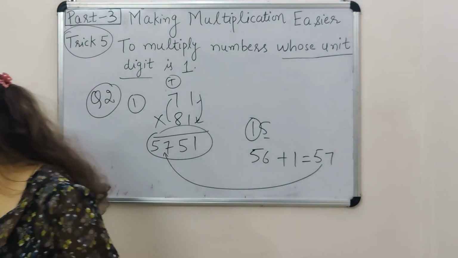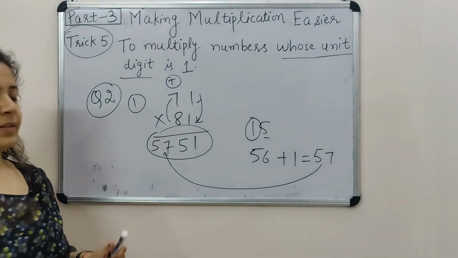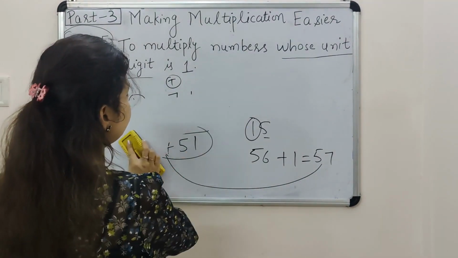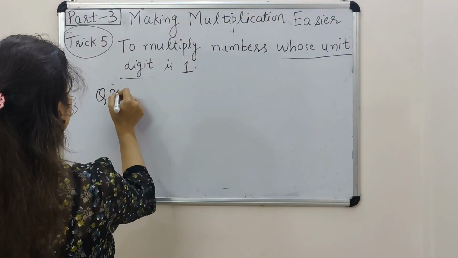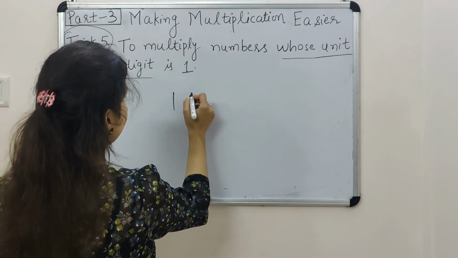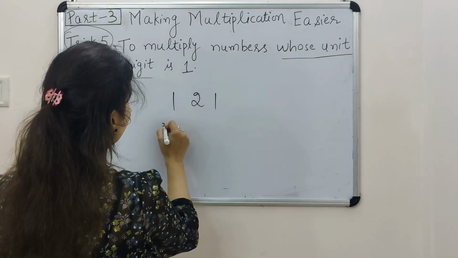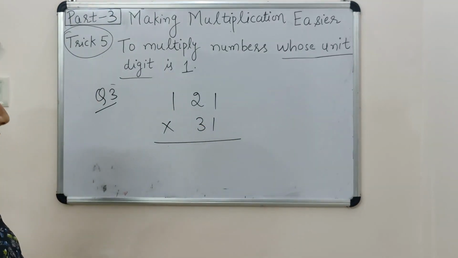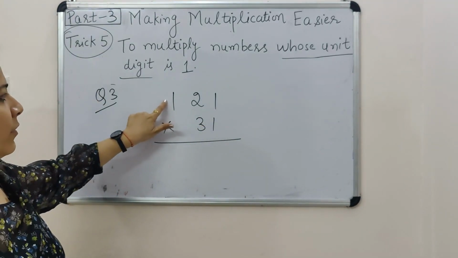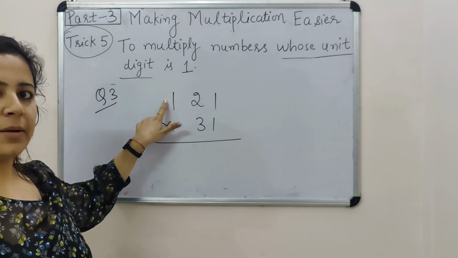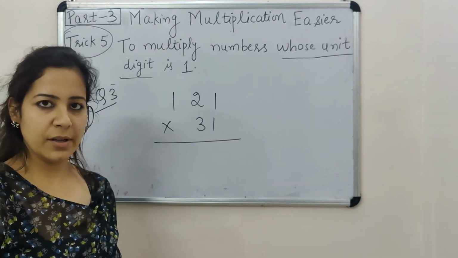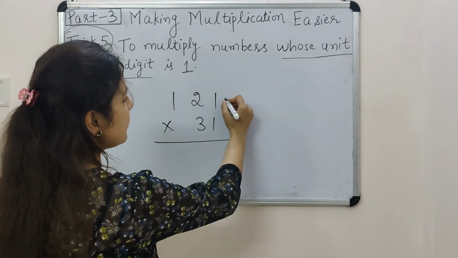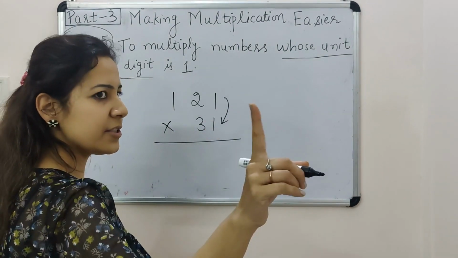Alright. Let's consider the third example. Question 3. 121 into 31. What is the change over here? If you can see, now I have considered 121, which is a 3-digit number, and another one is a 2-digit number. Again, the process is the same. We need to multiply one's digits together.